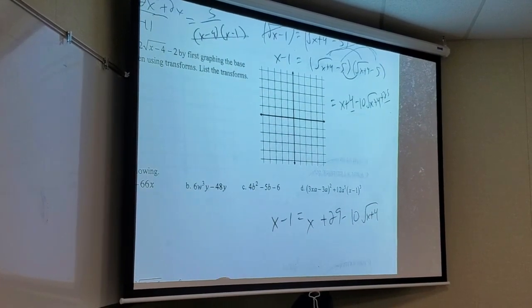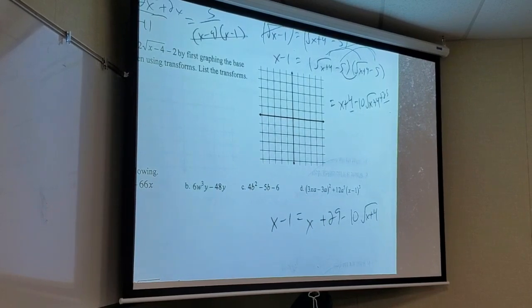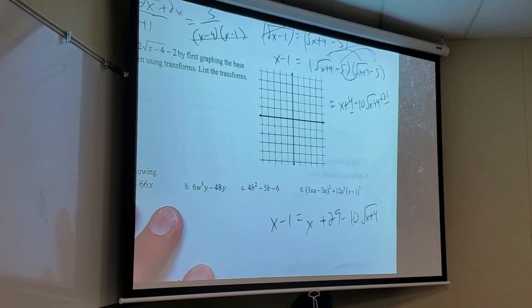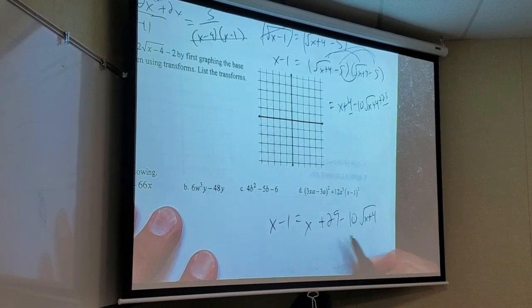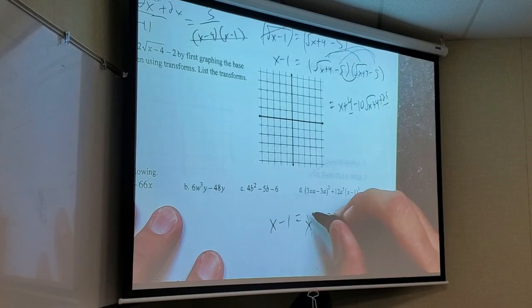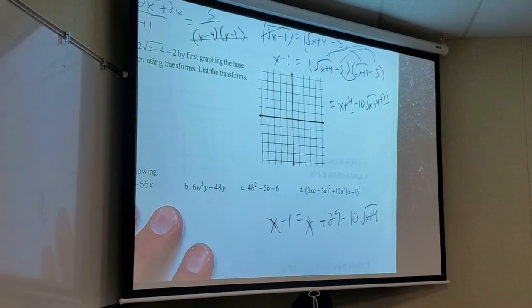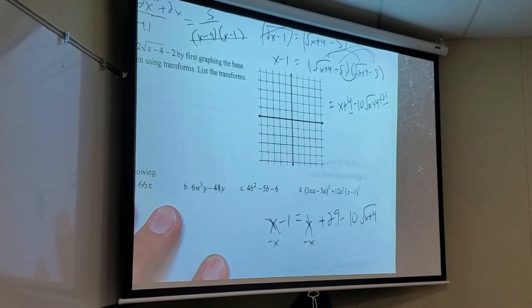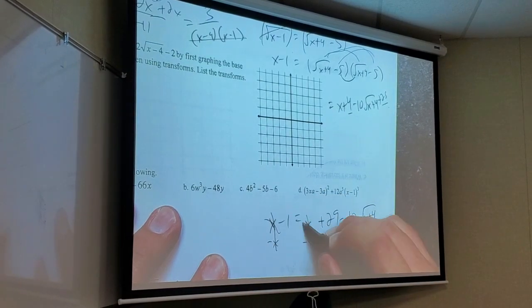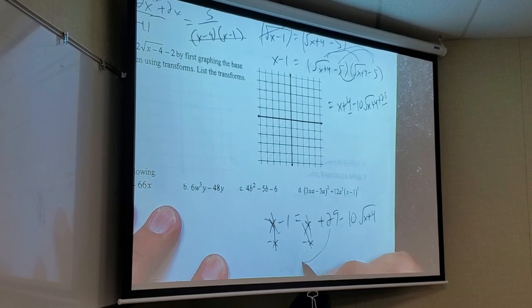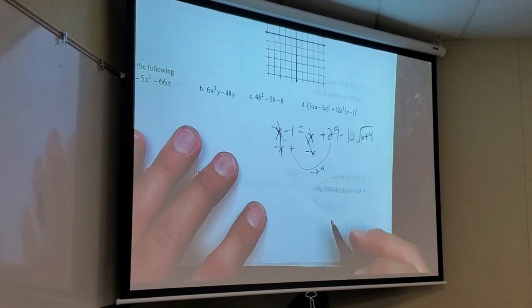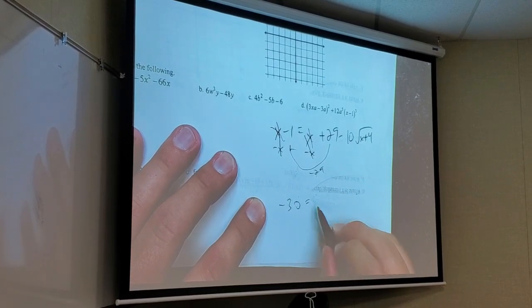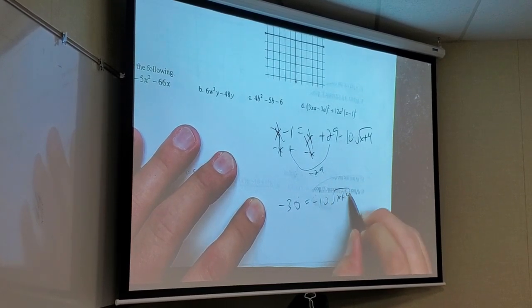All right. What do you see cancels immediately, which is great? Both sides, because I can't do anything to either side now, right? But the x's cancel. Is that cool? I can subtract x from both sides, right? They cancel. Bam, bam. And then I could subtract 29 over. So then I get -30 equals -10 times the square root of x plus 4.